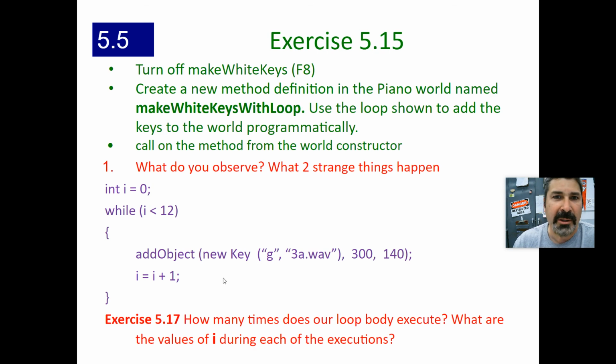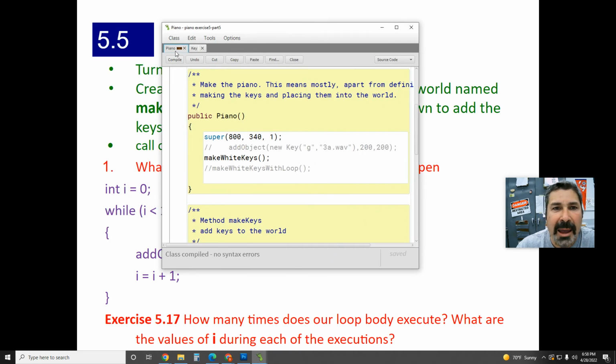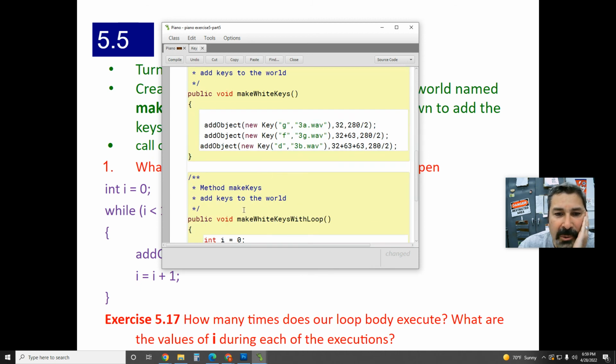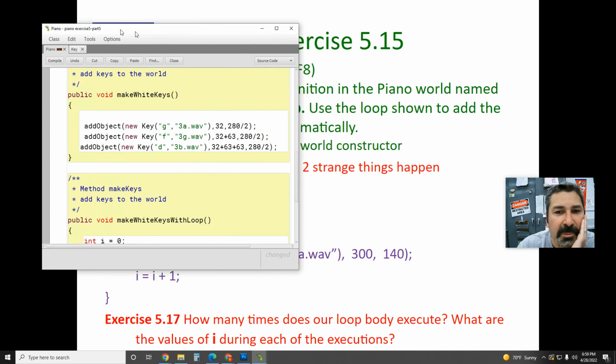So what we're going to do is turn off make white keys. We're going to go to piano, so we're not in key anymore. In the constructor of the piano you have this make white keys call, so we're going to click right here and get rid of that. And we're going to make one called make white keys with loop. I'll make a method called public void make white keys with loop. Opening curly brace, closing curly brace, and it'll be happy for now.